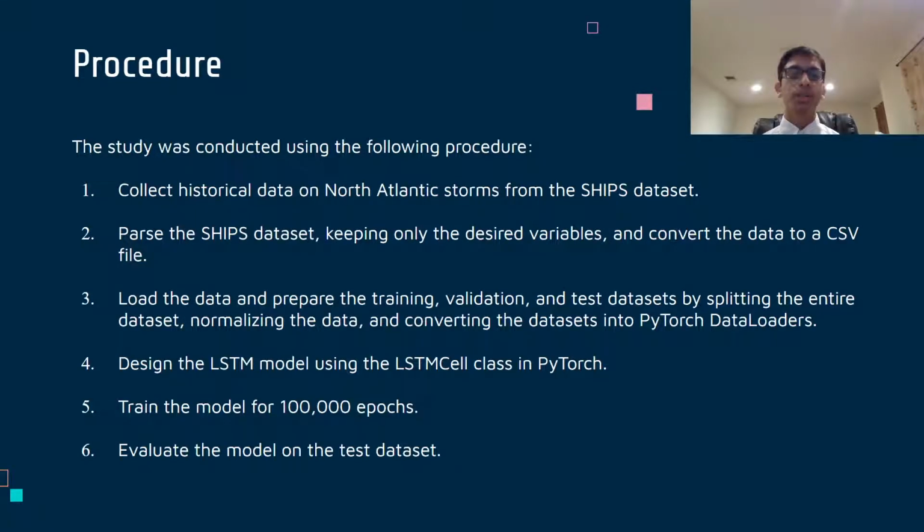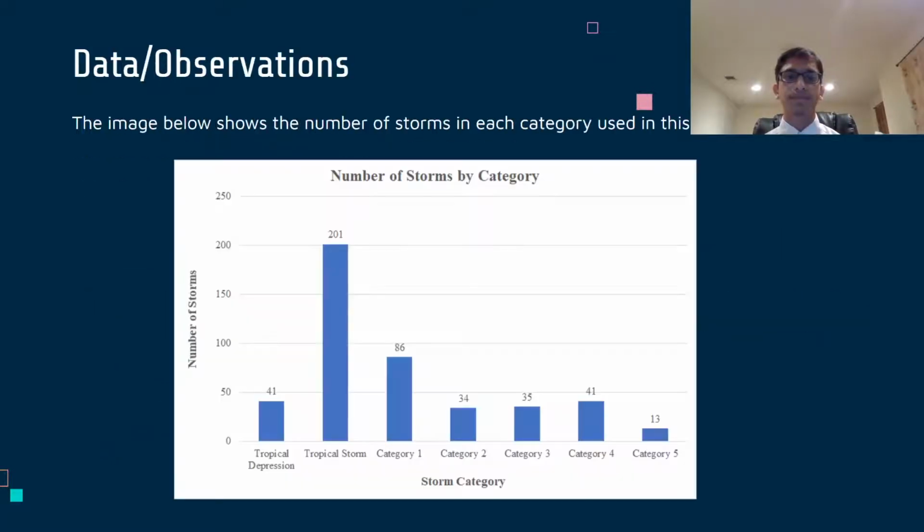So the procedure used basically 6 steps. First, I collected hurricane data from the SHIPS dataset. I parsed this dataset, keeping only the desired variables. Then I loaded my dataset and prepared the training, validation, and testing datasets. After that, I designed the LSTM model and then trained it for 100,000 epochs. Lastly, I evaluated the model on the test set.